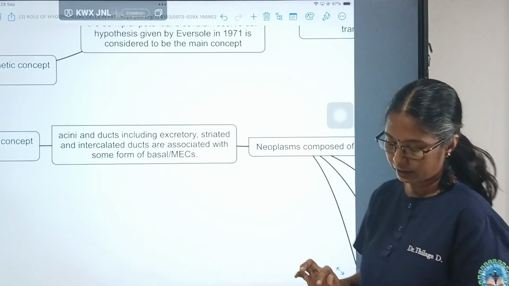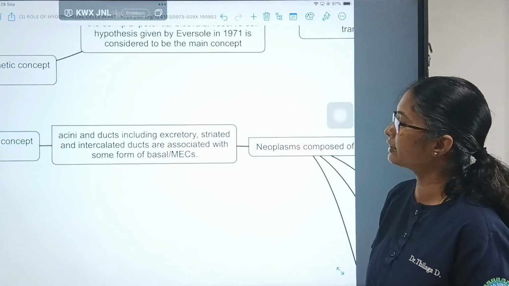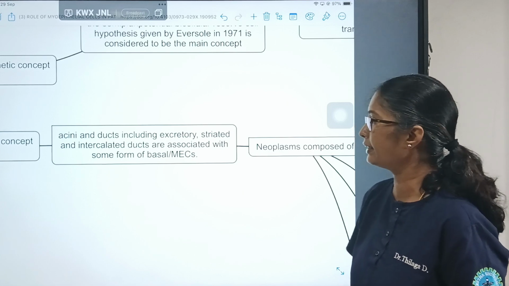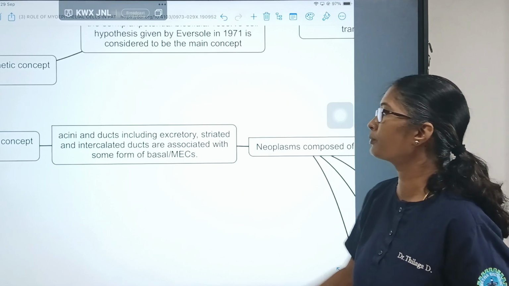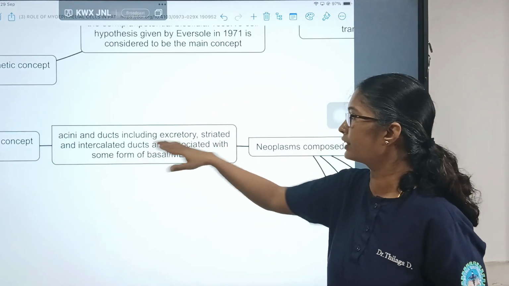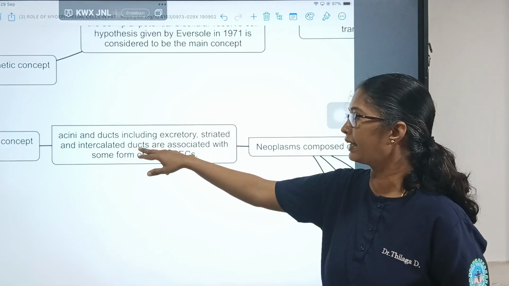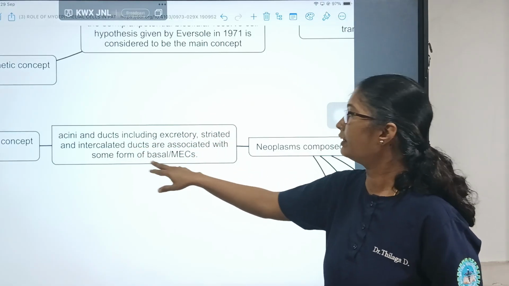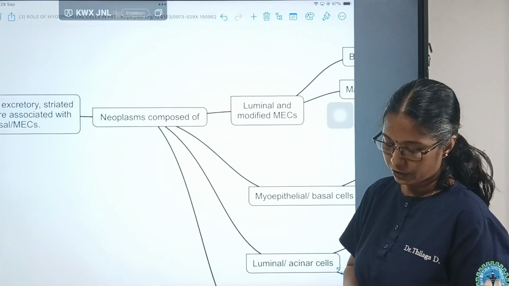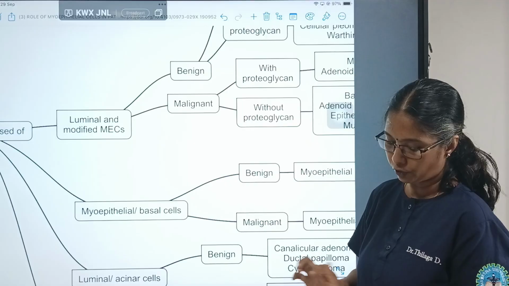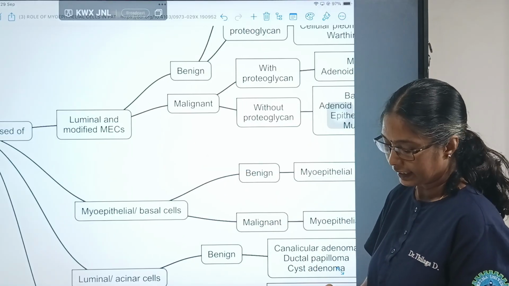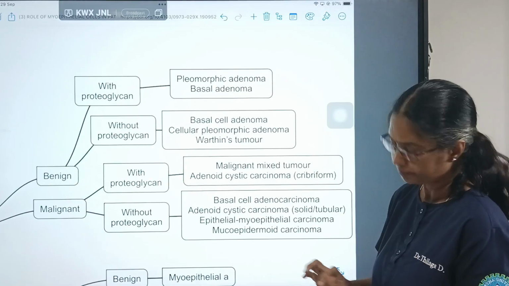Whereas the morphogenetic concept states that the acini and ducts, including the excretory, striated, and intercalated ducts, are associated with some forms of basal myoepithelial cells. So we have seen ducts are of three kinds: excretory, striated, and intercalated. We know what the difference is, and they are associated with some form of basal cells or myoepithelial cells. So the neoplasm is composed of luminal and modified MECs. MECs is myoepithelial cells.